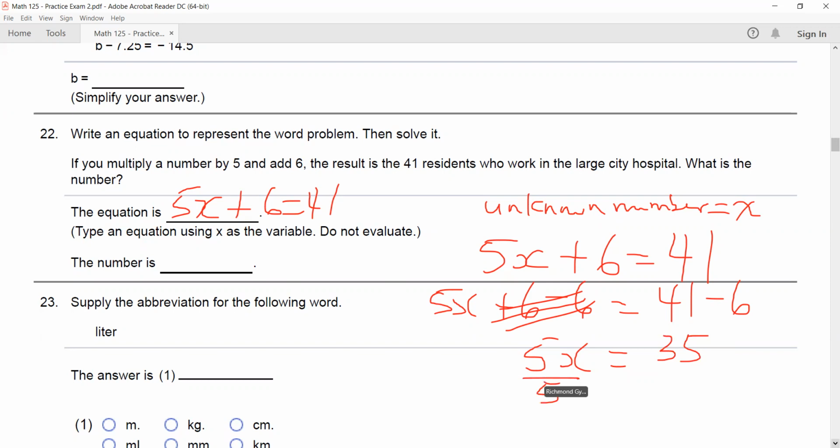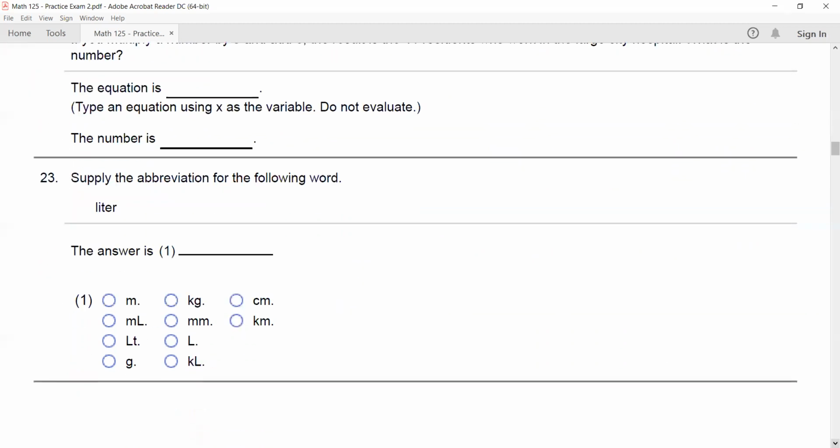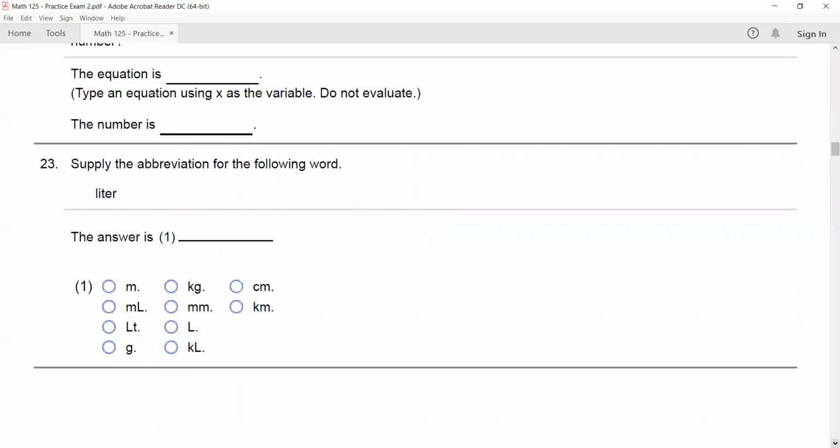I divide this side by 5. I want x to be lonely, so you have to help x to be lonely. 35 divided by 5 gives me 7. So my x is 7. So that number is 7, all right? That number is 7, okay. And then remember that at any point you could pause this video and write down whatever you want to write, okay? All right.